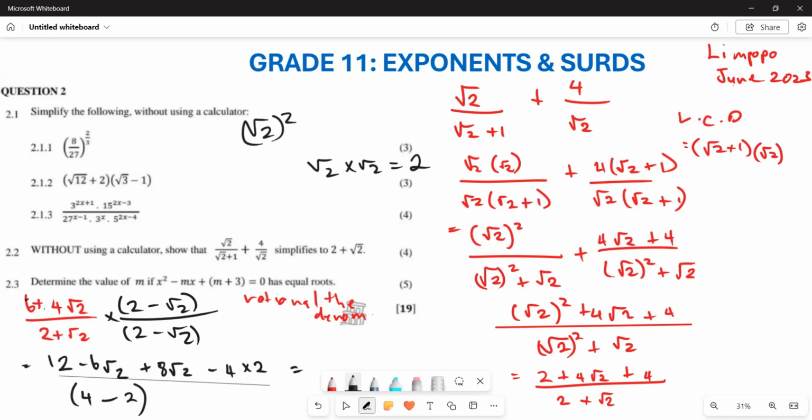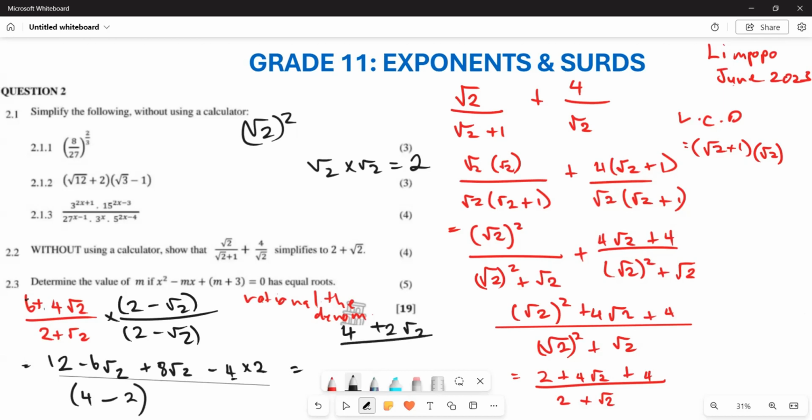Now, we are going to group your like terms here. 4 multiplied by this is the same as 8. So when you say 12 subtract 8, the answer is 4. And now this is going to be 4, and when you say 8 subtract 6, you are going to get plus 2 root 2. Isn't it so?